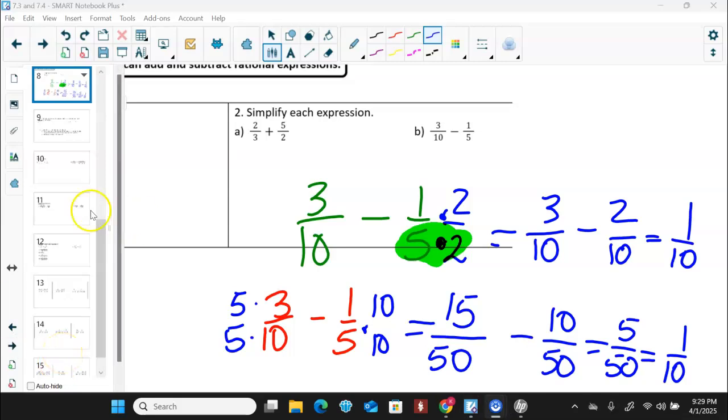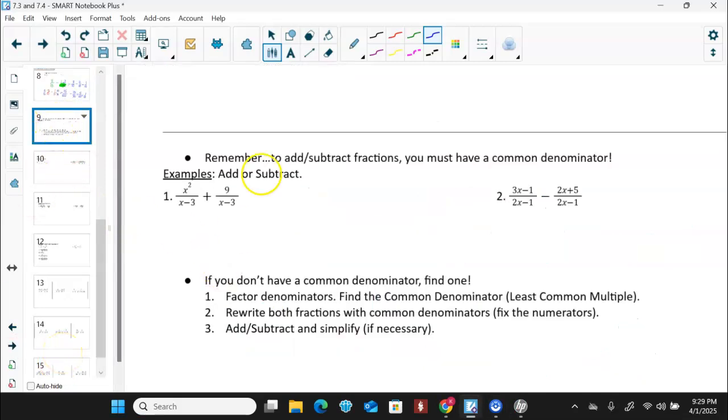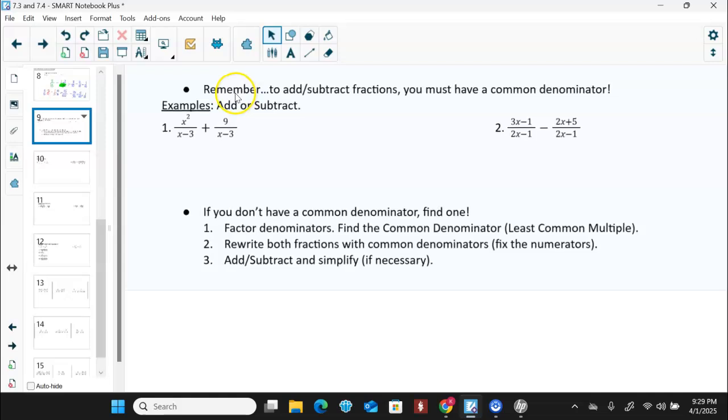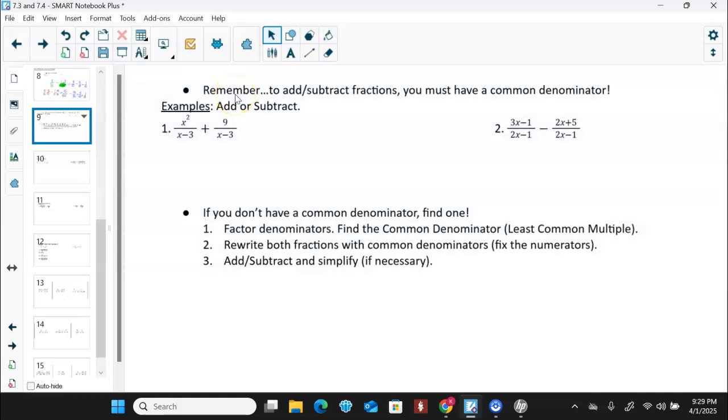All right, so moving on to today's lesson. Once again, today we're doing adding and subtracting fractions. You must have a common denominator, so if you don't have a common denominator, find one. Factor denominators, find a common denominator, the least common multiple. Rewrite both fractions with common denominators, and then add or subtract and then simplify it.